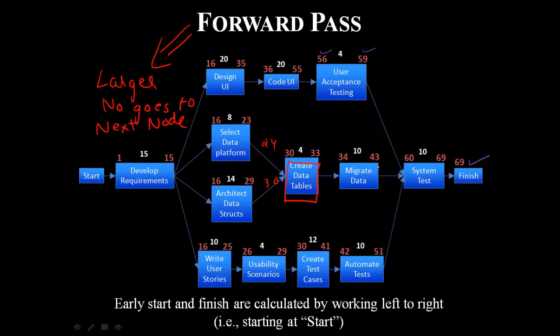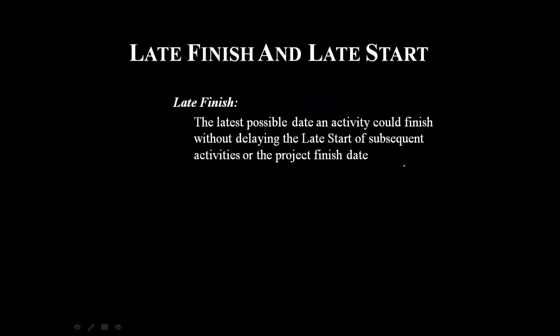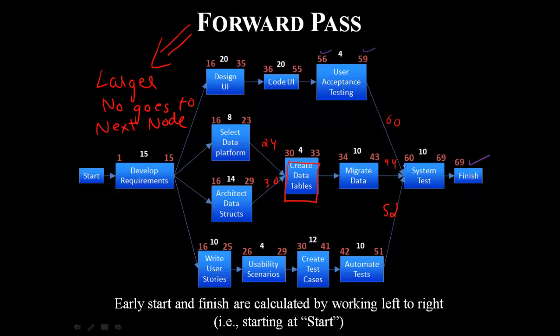Similarly, if you see here, from here 43 was coming, from here 59 was coming, so the next day would be 60, and from here 44. So if you see here 60, this would be 44, and from here 52. Out of these, the larger was 60, so 60 went here. This would help us to calculate the early start and early finish for all the nodes.